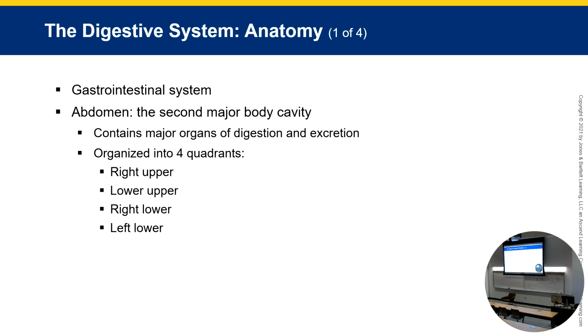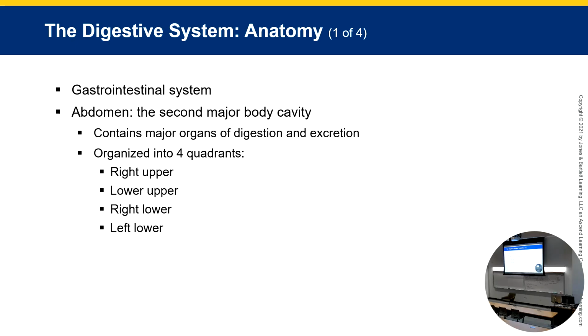The digestive system. Okay, this has a lot to do with just eating and drinking, and then more breaking down those items and extracting the nutrients. It can be your gastrointestinal system. You have the abdomen, second largest body cavity, only secondary to the thoracic cavity. Contains major organs of digestion and excretion, organized into 4 quadrants.